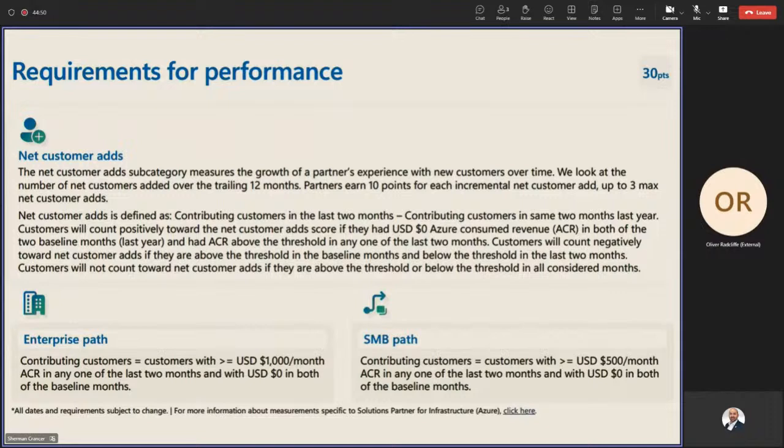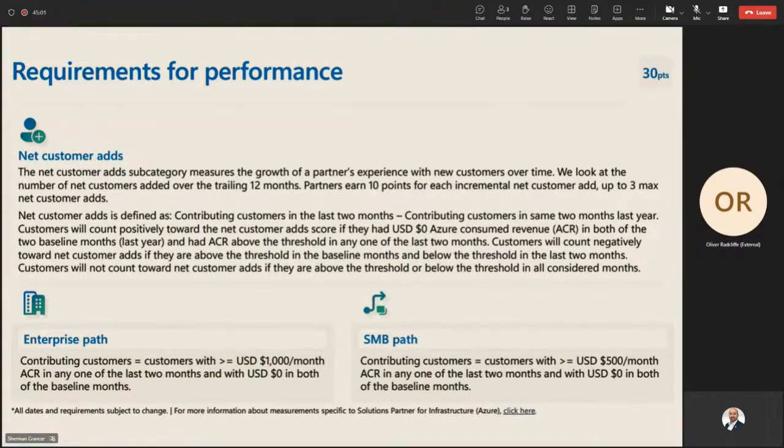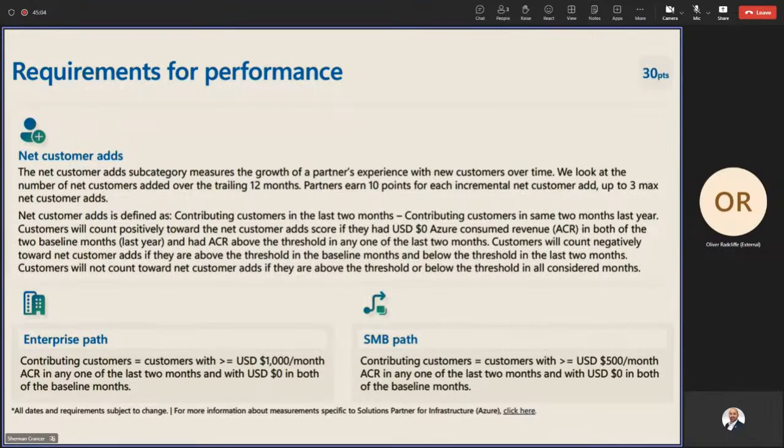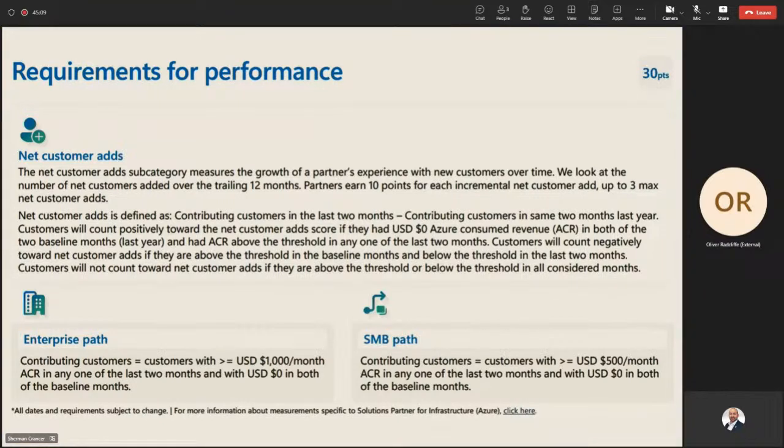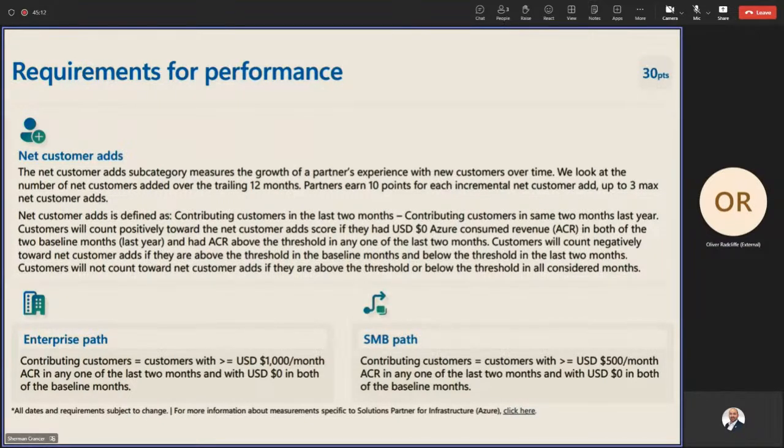Now, July 1st, that changes, okay? Any customer you have in the trailing 12 months that's between $500 and $1,000 will score as a net new customer add, okay? And that's because you're on the SMB path. Now, in order to be on the SMB path or take advantage of it, you have to have less than 1 million in Azure consumed revenue that you're monitoring, okay? And across all your customers? Yeah, across all your customers, less than 1 million. And 80% of them have to be between $500 and $1,000 in ACR, okay?